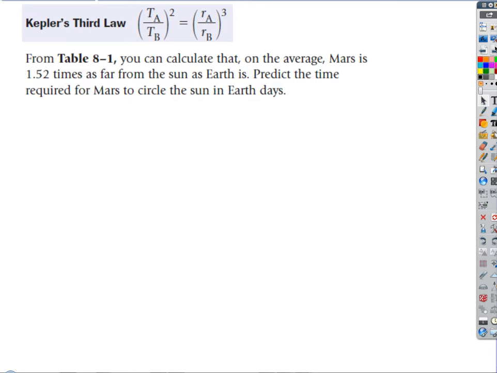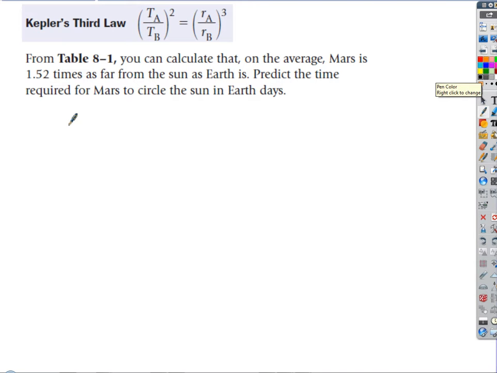So Mars radius B. Okay, so which one now? And this is really helpful. We've got object A and object B. Which one do we want to be object A? The one that we know or the one we're looking for? The one we're looking for. So A represents Mars, B represents Earth, right? So 1.52 is going to be R sub A. Okay, good. So then what does this become?